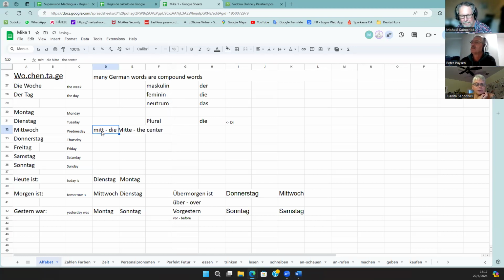One is mit, which comes from die Mitte, which is the center. And the other one is Woch, which comes from Woche, which is week. So Mittwoch is midweek, also known as Wednesday. Then we have Donnerstag. Then we have Freitag. Then we have Samstag. And then we have Sonntag.